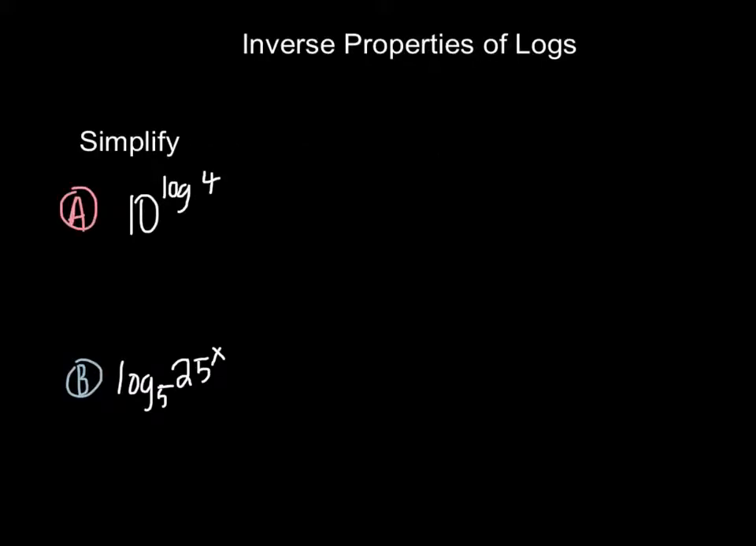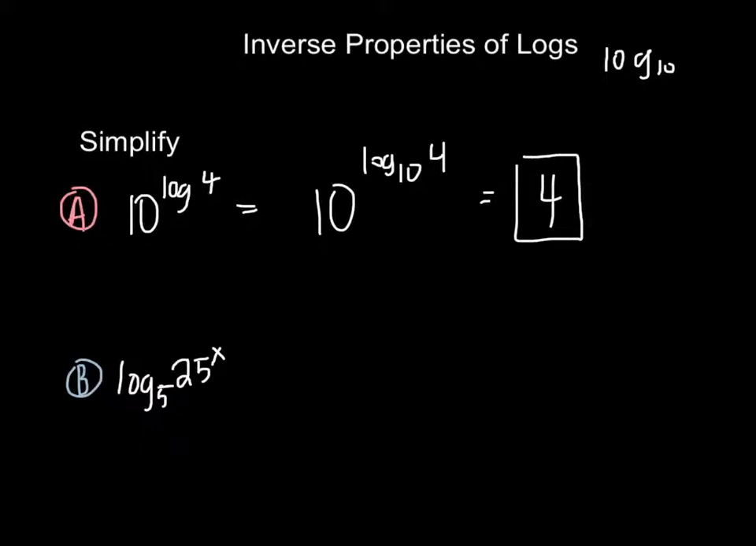So let's cover the inverse properties of logs. We're told to simplify 10 raised to the log 4. Now, when we have simply log 4 and we're not showing the base, we can assume that the log base is 10. Therefore, this is equivalent to 10 raised to the log base 10 of 4. And if we have 10 raised to the log base 10, that is equivalent to simply 4. If we have the same number as is the base of our log, these effectively cancel out.